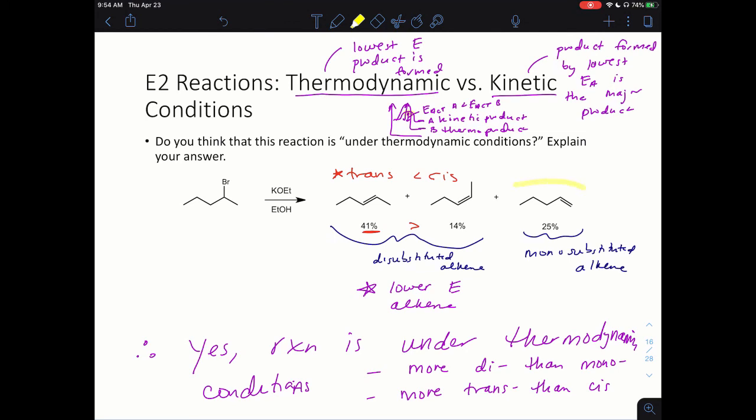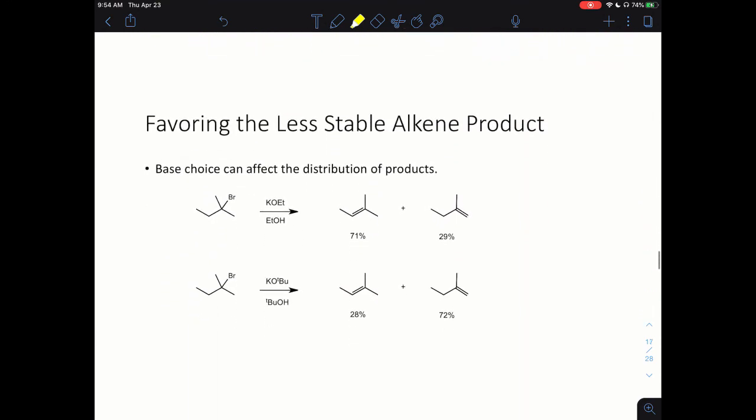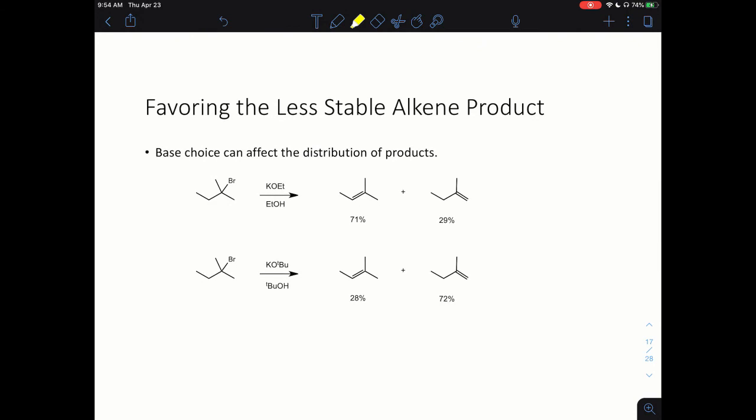Well, what if you wanted to make the monosubstituted alkene? How could you do that? Well, let's think about that question a little bit more. It turns out base choice can affect the distribution of products, and we'll think about how the base choice will do that. Examine these reactions, get oriented.